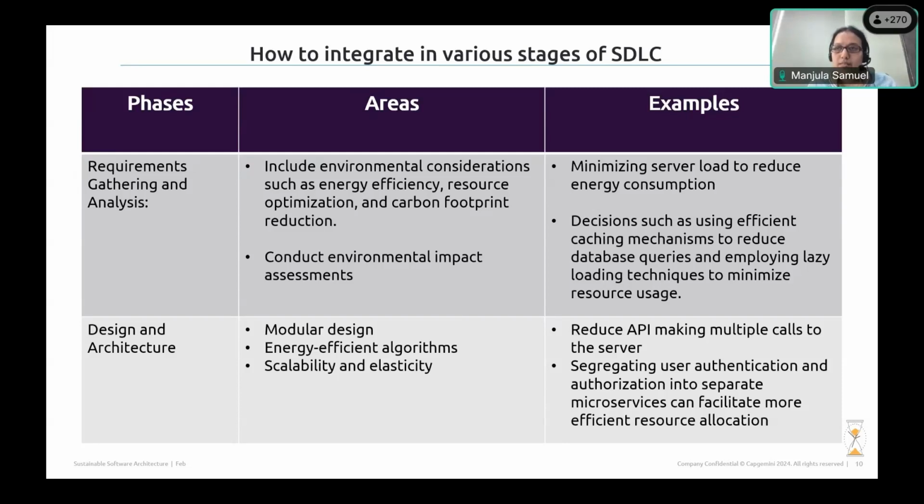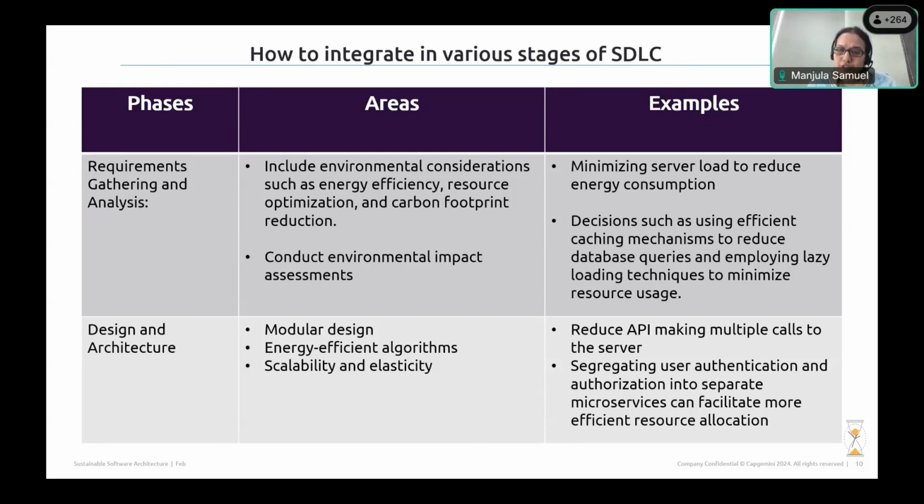So it could be not having multiple API requests and trying to reduce your major server requests, making your API segregate user authentication and authorization into separate microservices, and facilitate more efficient resource allocation and reduce the overall impact.